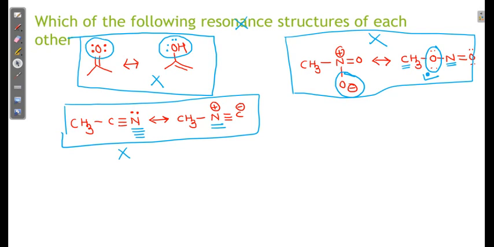Let us go ahead. So to check whether the structure is correct or not, what do we have to check? In that case, we check the position of atoms. If the position of atoms is the same, then I can say there is almost a chance of a resonating structure. Let us go ahead.